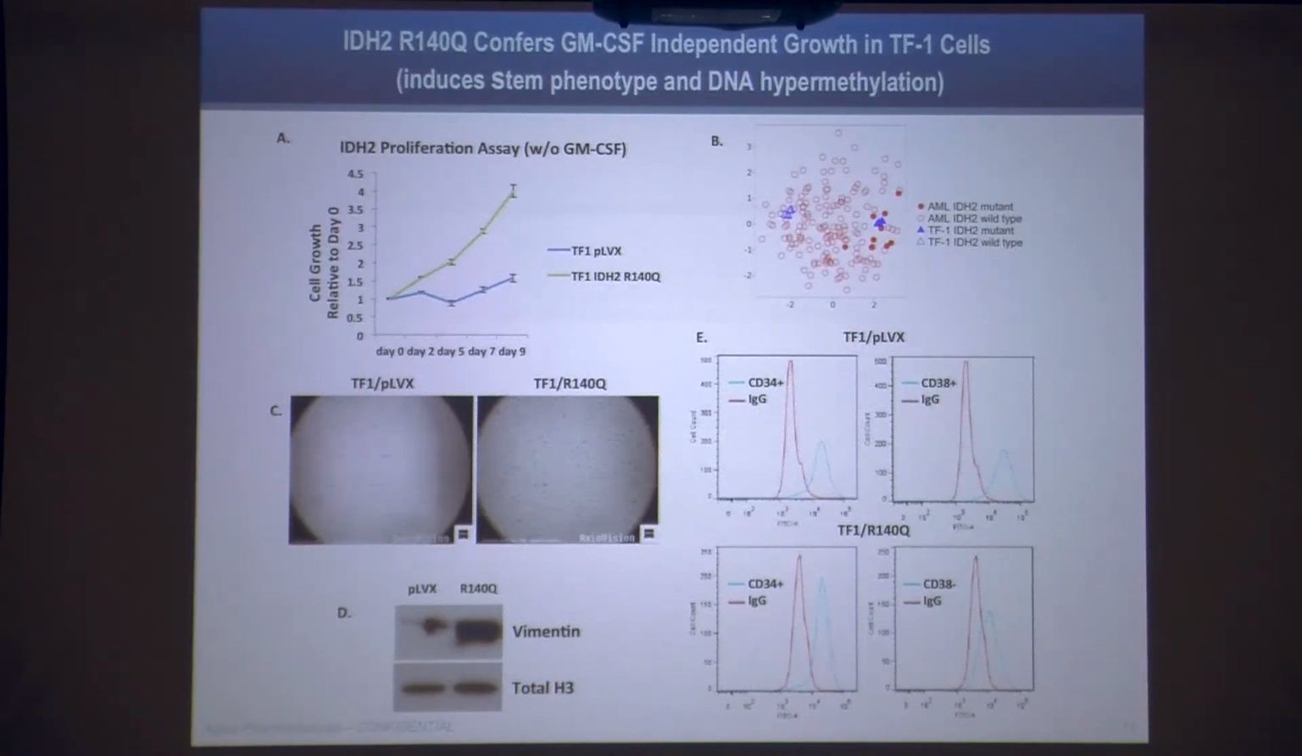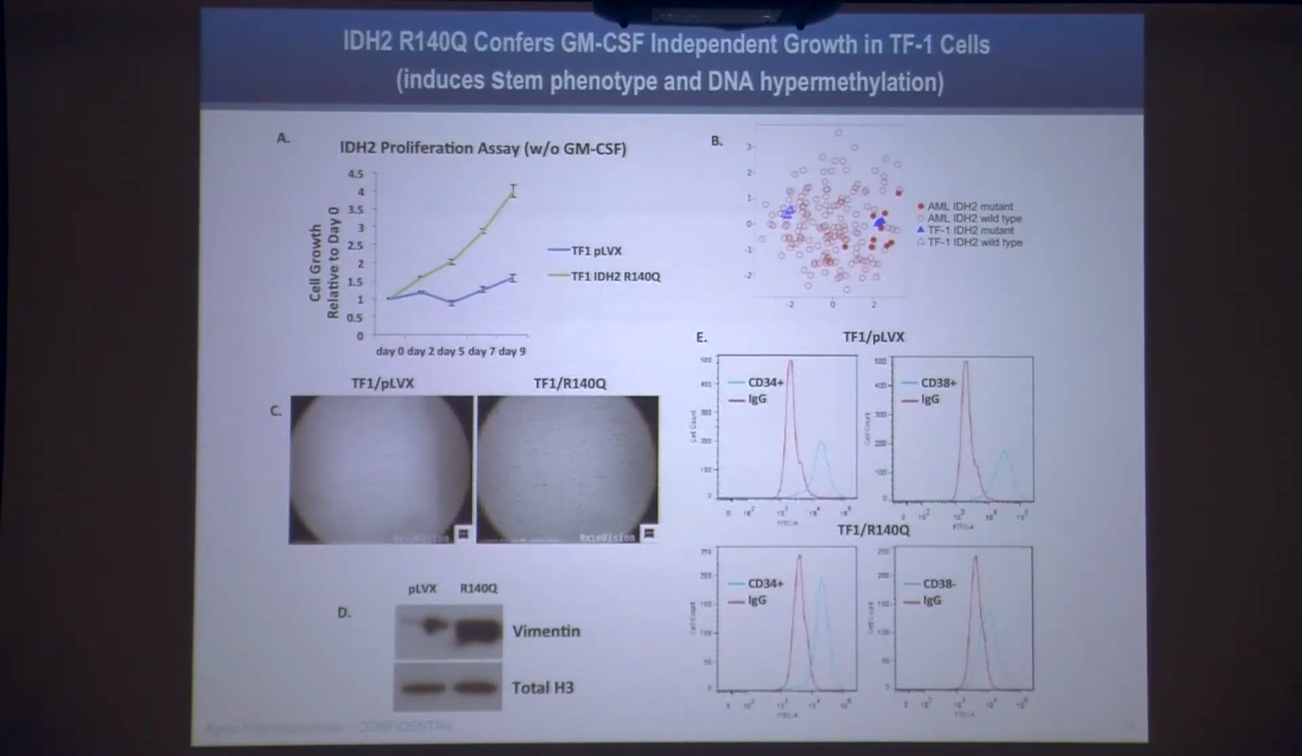And when you do a principal component analysis, it's just a statistical analysis of these samples to see how they cluster together. What we found, interestingly, is that TF1 mutant cells cluster very closely to the primary patient cells that have the IDH mutation. And that suggests that their pattern of methylation is similar enough that they may share similar biology. So now we're off to the races. We have a tool cell line that we can then begin to explore the biology and the consequence of having these enzymes.